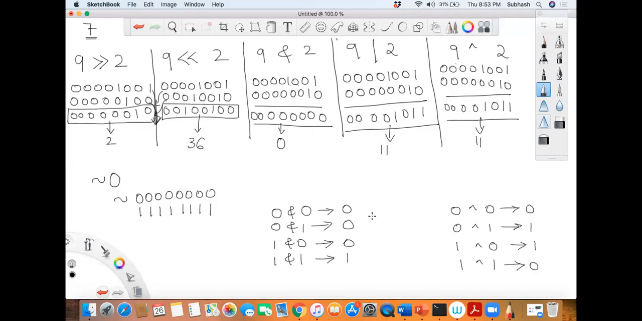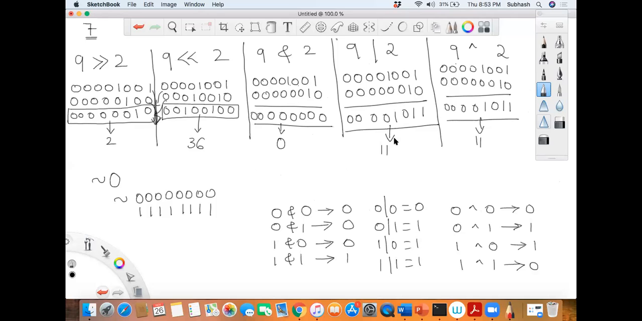Same thing for OR. 0 OR 0 will be 0. 0 OR 1 will be 1. 1 OR 0 will be 1. 1 OR 1 will become 1. That's all. The same thing applies over here.